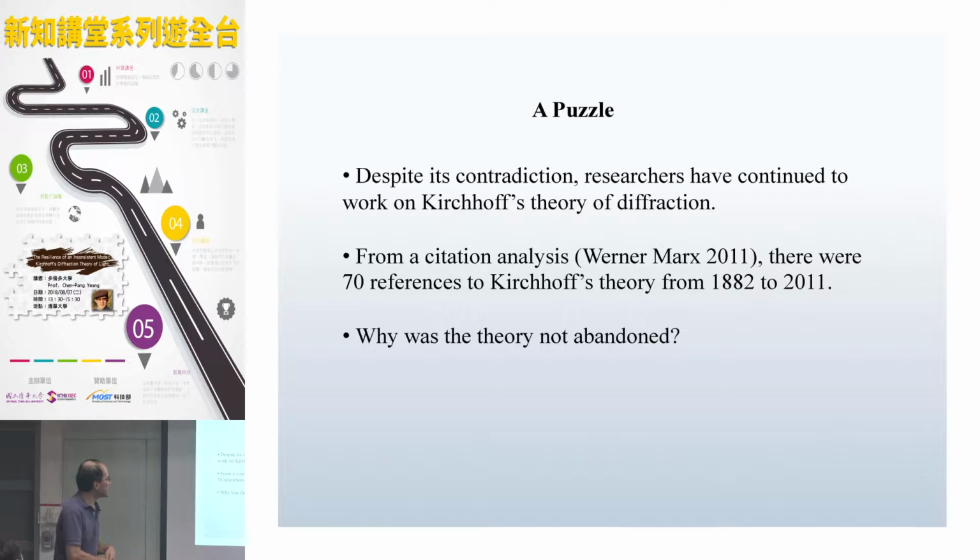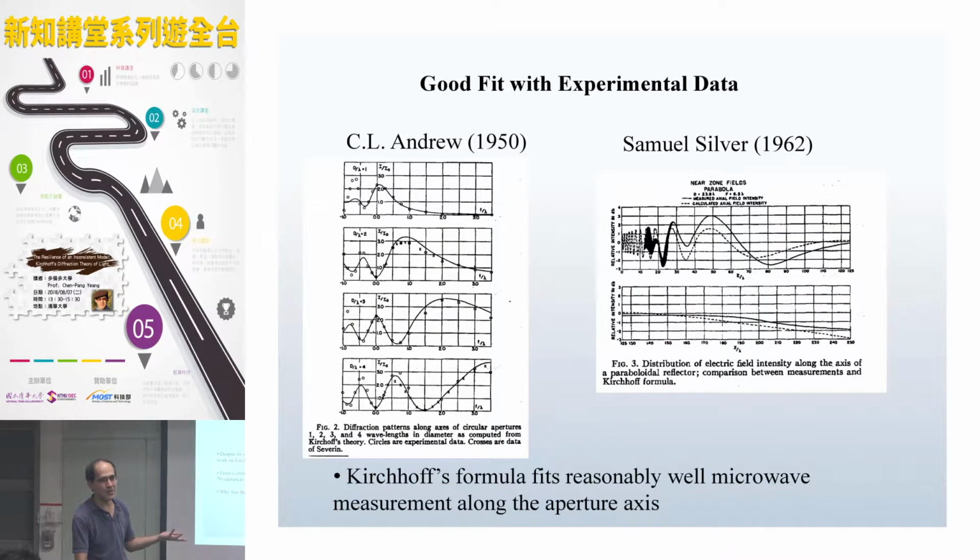So in other words, even though scientists were aware that Kirchhoff solutions were inconsistent, they still continued to use that. They didn't give up. They didn't use the consistent solution, right? So then you would ask the question, why was the theory not abandoned, right?